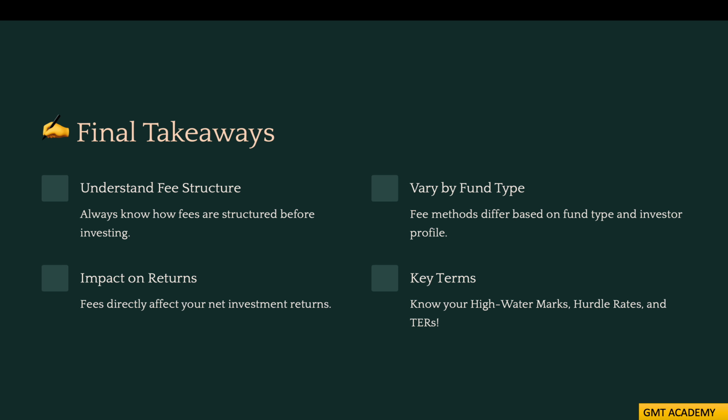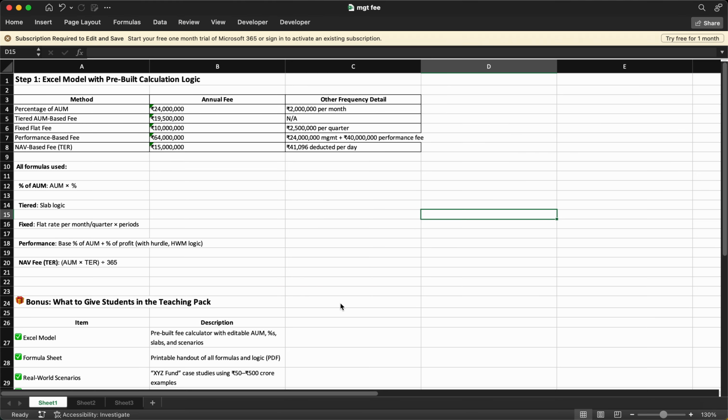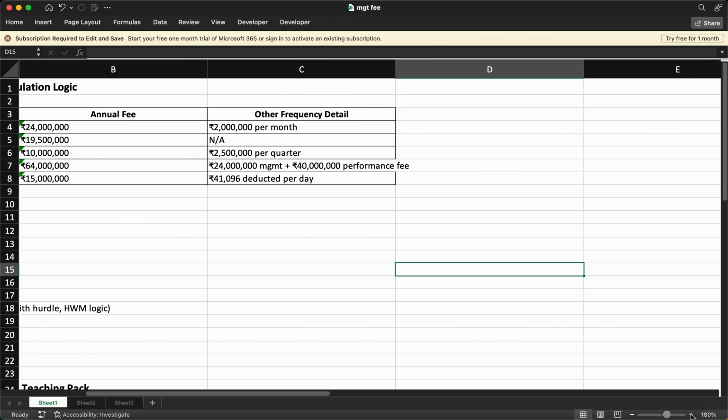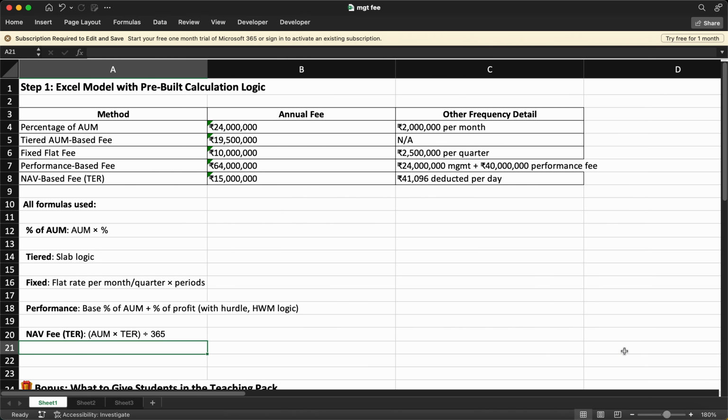So this is how my slide has been done, but I have also prepared an Excel sheet here. It will give you a rough idea of how things work. So here is the percentage of AUM, for example 24 million. If it is 2 million per month, it is percentage based AUM. Tier based AUM means it is a fixed part. Fixed flat means, for example, for a small business it will use 2%. Quarterly means 2.5 million will be deducted.